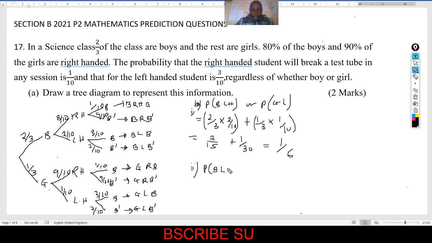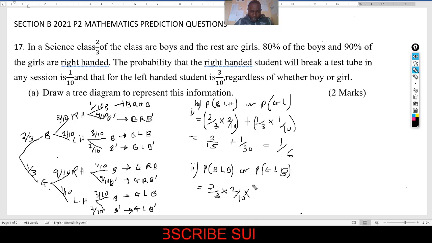It's the probability of a boy left-handed breaking a test tube, or the probability of a girl left-handed breaking a test tube. So it is equal to boy left, which is 2/3, times left-handed is 2/10, times breaking a test tube, in that case is 3/10.